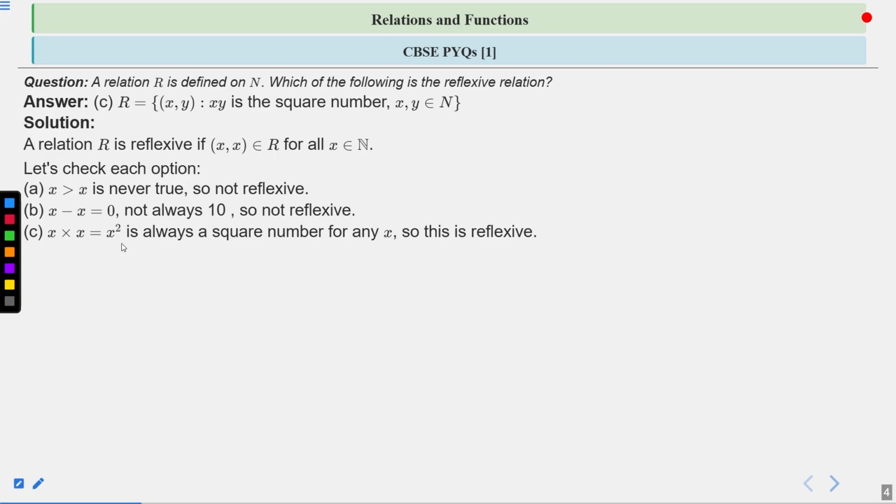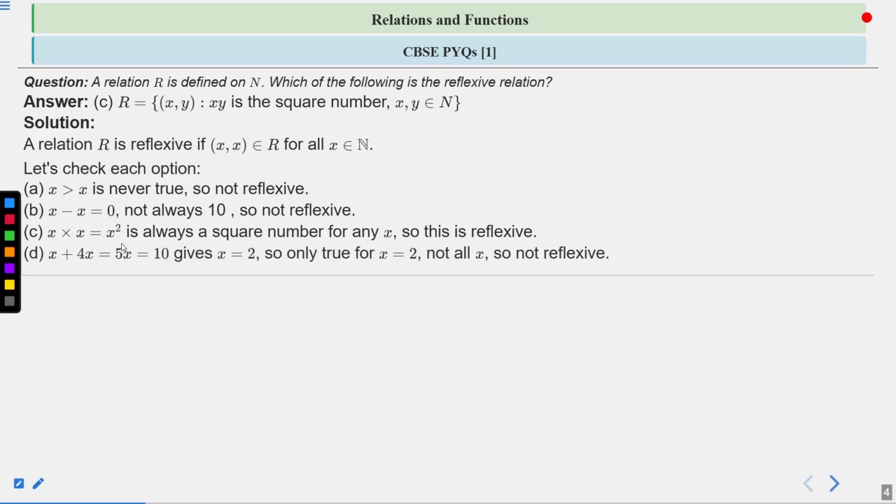Let's also discuss option D. D was x plus 4x is equal to 10, that is, 5x equal to 10 gives x equal to 2. So this is true only for x equal to 2, but not for all x belonging to natural numbers. Therefore, option D is also not reflexive. Overall, we can conclude that option C is the reflexive relation.